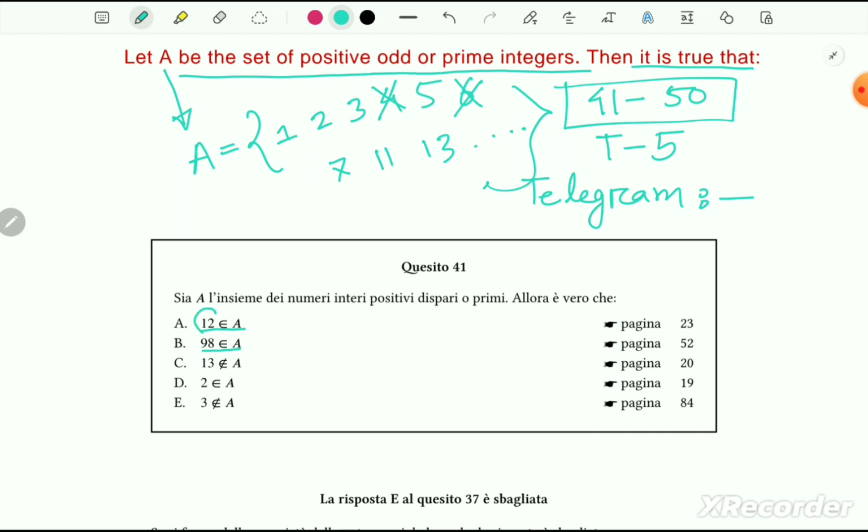So here we can see 12 belongs to A. 12 is actually an even number, so this is not the answer. 98 is also an even number. 13 is prime, but here "does not belong to" is not true. It actually belongs to A. 2 belongs to A, that's correct. 3 does not belong to A, not correct. So our correct answer is D.